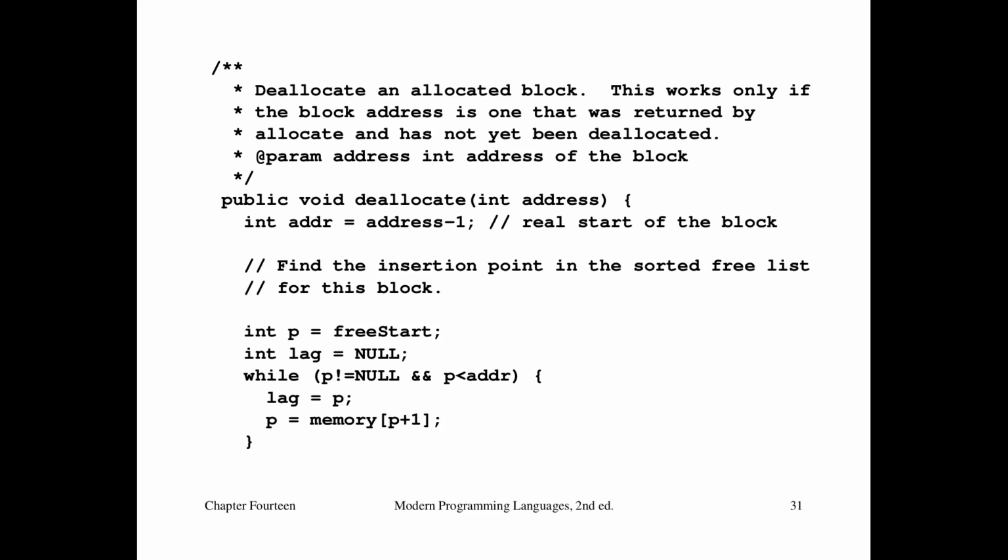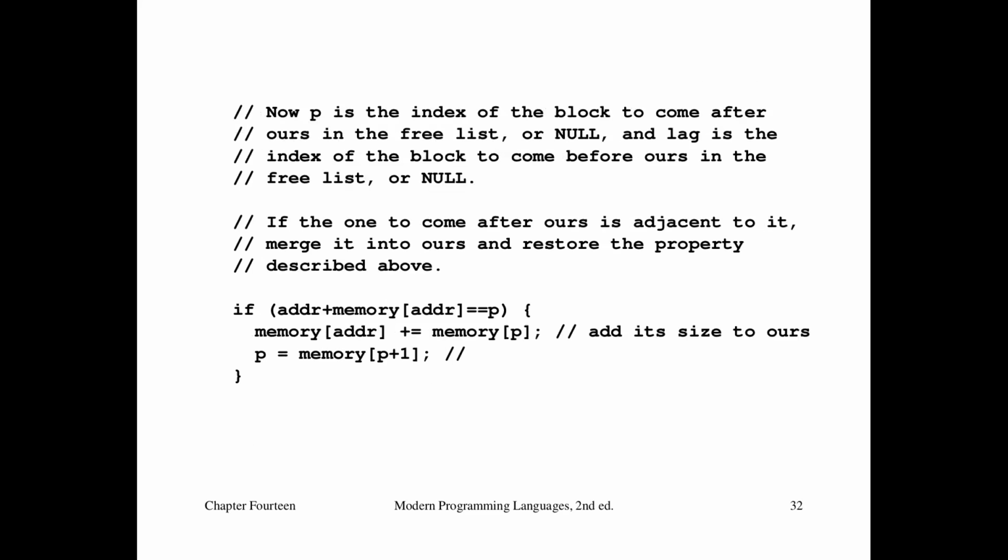So we have our initial address that we're given, and the address of the real start of the block will be the address - 1. Then P is going to be our free start. We have to find the insertion point in the sorted free list for this block that we're going to free up. So we say leg is equal to null, while P is not equal to null and P is less than the address, leg equals P, and then P equals the memory of P plus 1. Essentially we're just walking along and joining everything together in one large list.